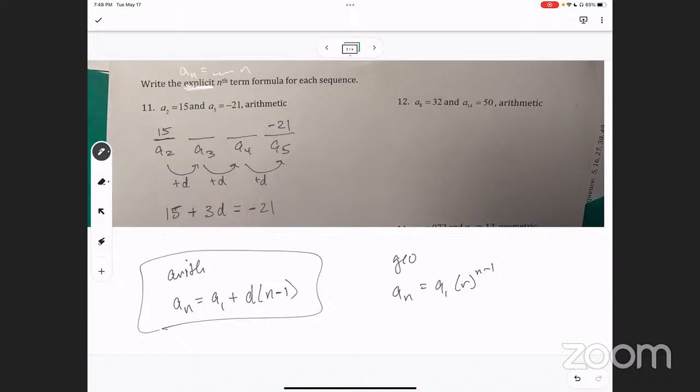So what does d equal? 3d equals negative 36. So what does d equal? Negative 12. So there's your d. What else do we need? You basically subtract the two terms, put that on the difference, and then have it equal. That's exactly right. So it would be a sub n equals. Now hold on. We have to go backward and find a sub 1. What would a sub 1 be?